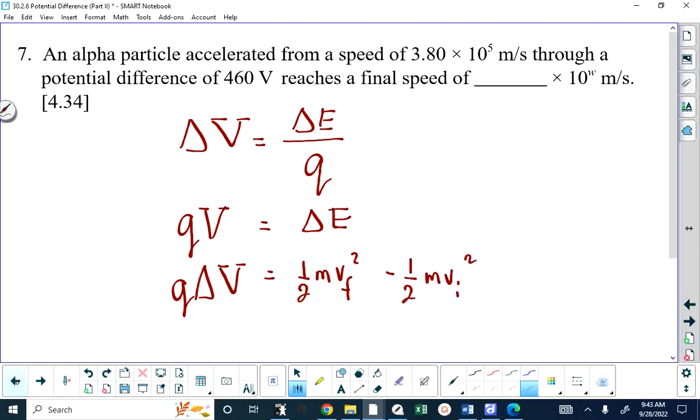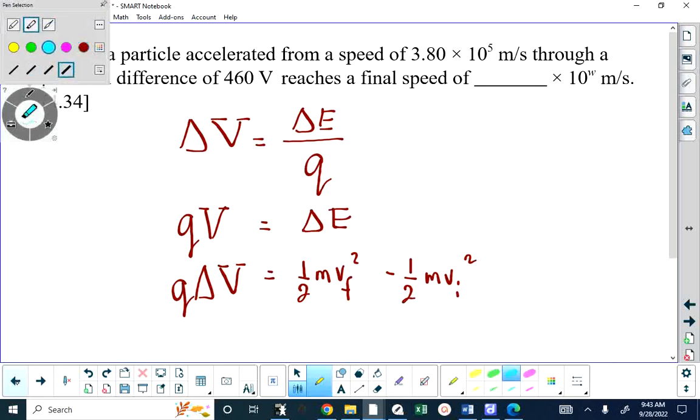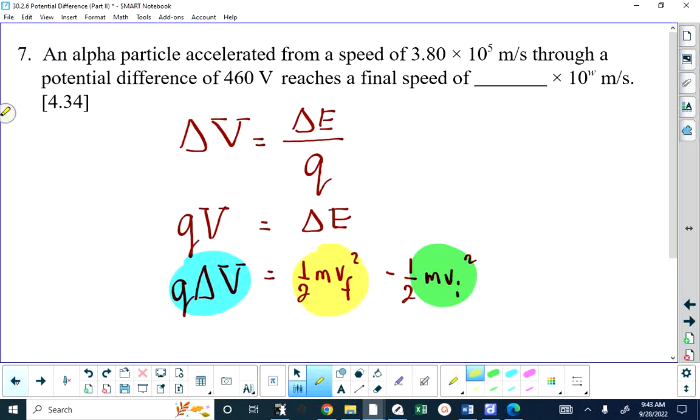You have enough information that you can calculate this thing, because you know the charge of the alpha particle and you know the voltage. Knowing those two things will allow you to calculate this. You can take Q delta V and add 1/2 mvi squared. Once you have that, energy will be equal to this yellow energy. Then you can multiply it by 2, divide by the mass, and then take the square root.